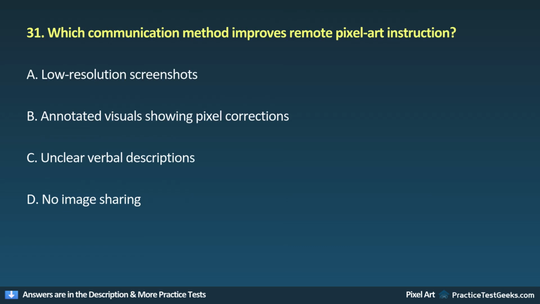31. Which communication method improves remote pixel art instruction? A. Low-resolution screenshots. B. Annotated visuals showing pixel corrections. C. Unclear verbal descriptions.